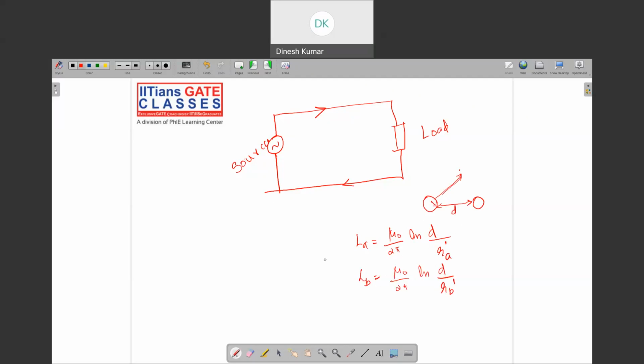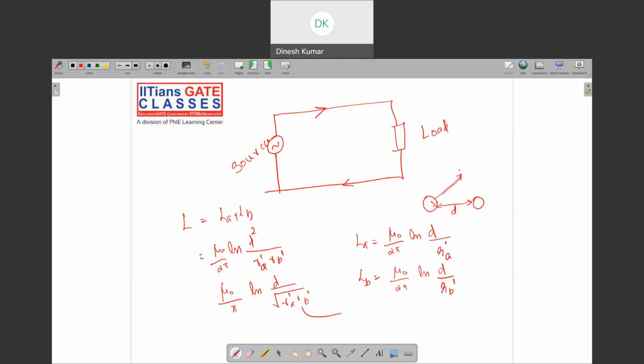That means the total inductance L will be LA plus LB. The total inductance of this system is LA plus LB, that is mu 0 by 2 pi ln of the product, D square divided by r a dash into r b dash. If you take the two outside, that is mu 0 by pi ln D divided by root of r a dash into r b dash.